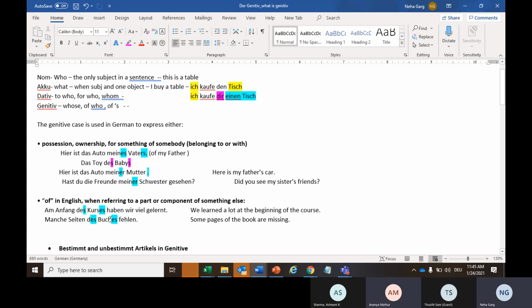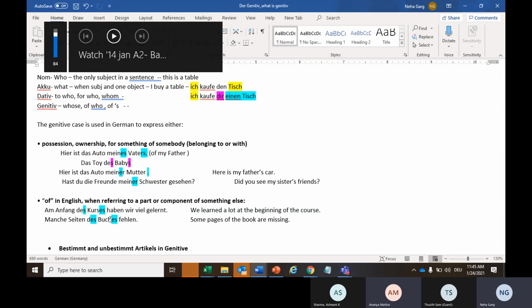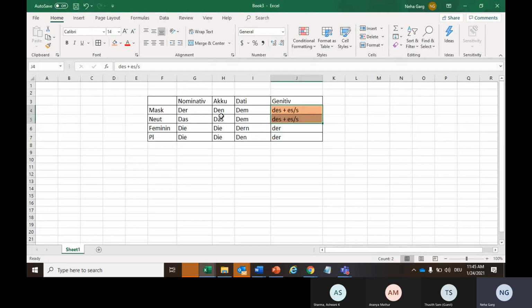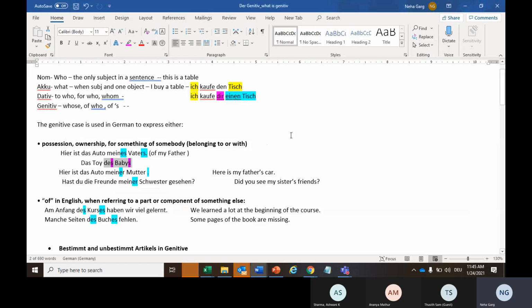Yes, Ananya. Do we need to put an apostrophe before the s? No. Here there are several ways we use the genitive case. This is basically one of them, where you are changing articles in this way. Then there are more examples also. I'll give you.